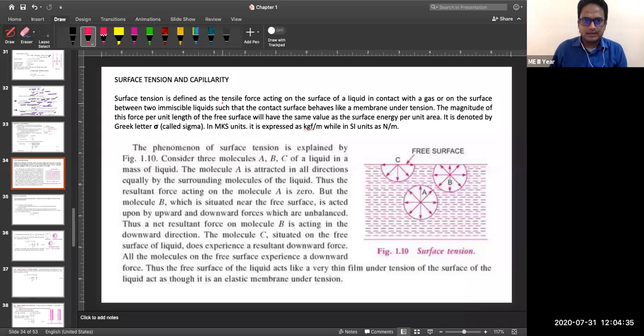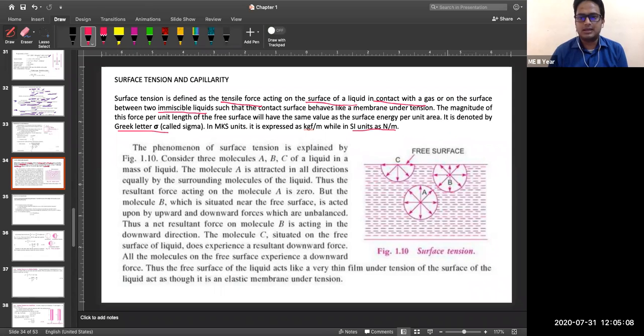Surface tension is defined as the tensile force acting on the surface of a liquid in contact with a gas or some other immiscible liquid, or on the surface between two immiscible liquids. Okay. That is called your surface tension. Now, we have seen it is represented using sigma and its SI unit is Newton per meter.